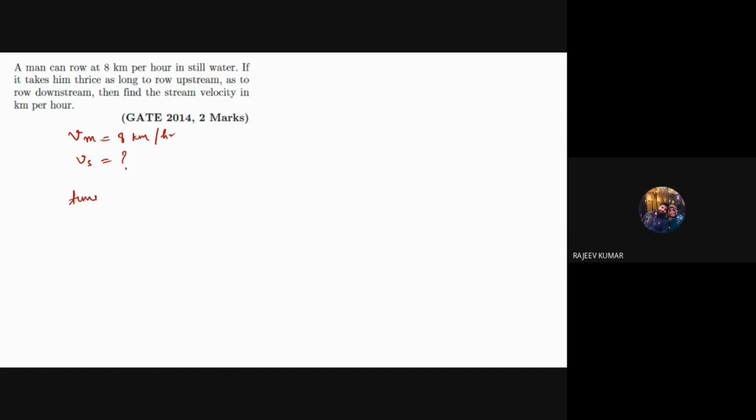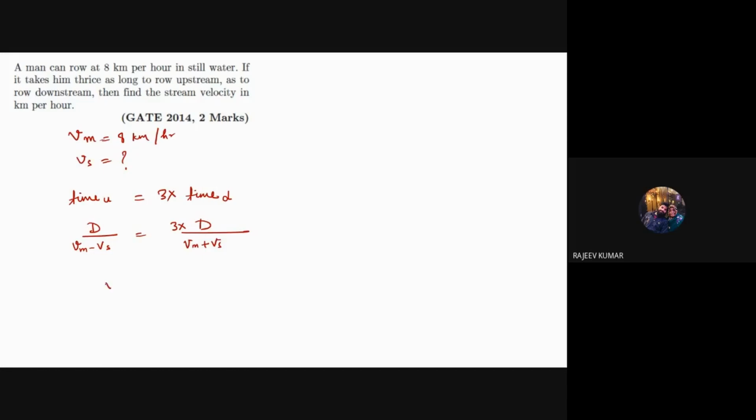So the time has been given. The time for upstream is 3 times the time for downstream. Time is equal to distance upon velocity. Velocity in case of upstream will be against the stream, so velocity of man minus velocity of stream. It is equal to 3 times downstream, so velocity of man plus velocity of stream.